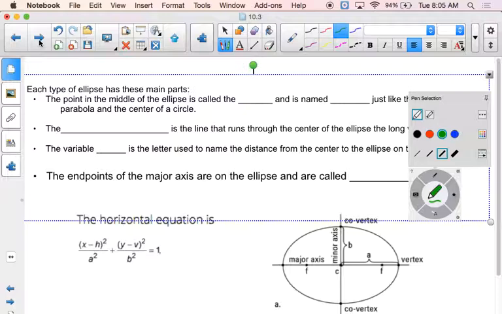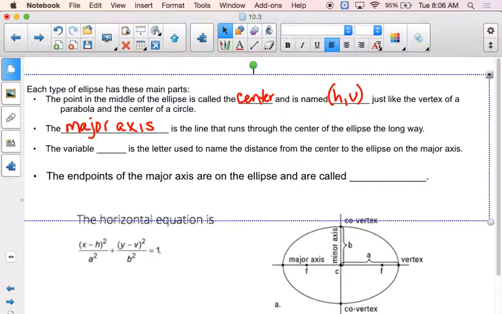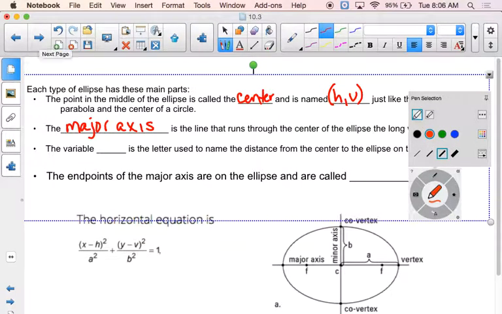Okay. All right, so each type of ellipse has these main parts. The point in the middle is called your center, just like a circle, and uses the same coordinates of (h, k), just like your circle. The major axis is the line that runs through the center of the ellipse the long way, and that is what we use for a.